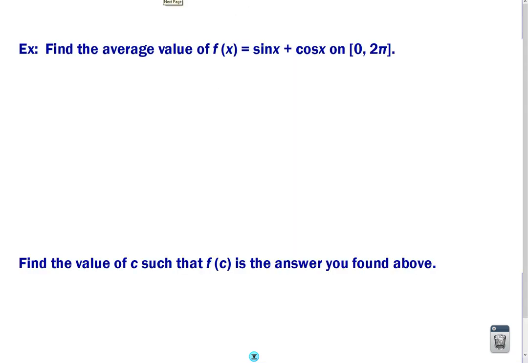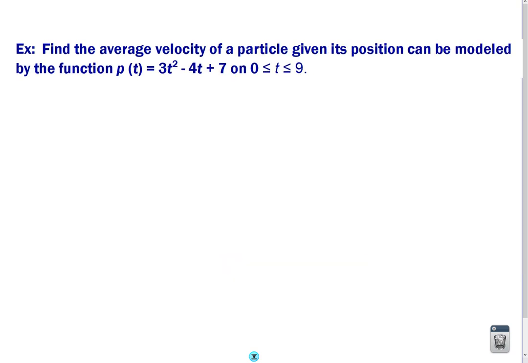Okay, find the average value of sine of x. This is the same kind of concept, but just with sine and cosine. So I'm going to let you guys do this one on your own. I will post the answer to this on Canvas for you guys. And then let's see, what else we got here?